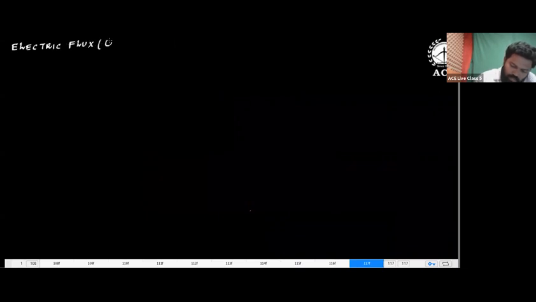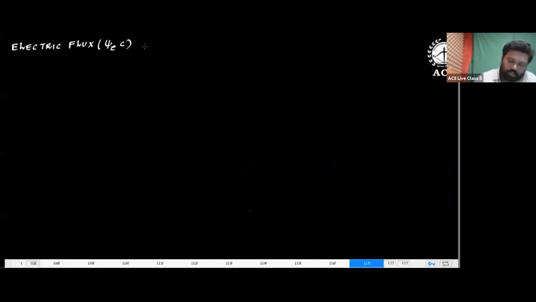Electric flux is represented with the symbol psi E. Units are coulombs. And electric flux density is represented by the symbol D. Units are coulomb per meter square.